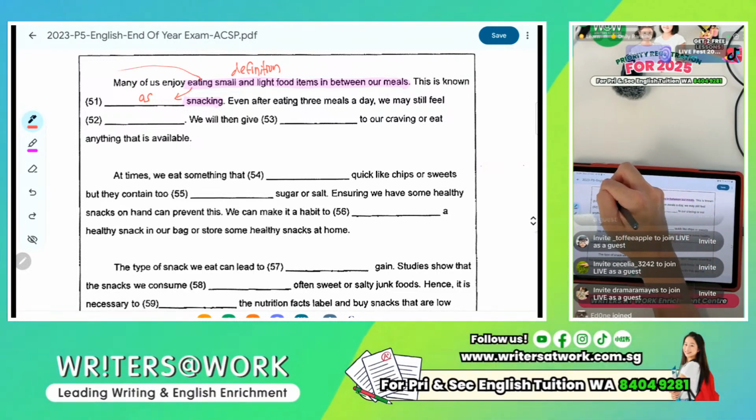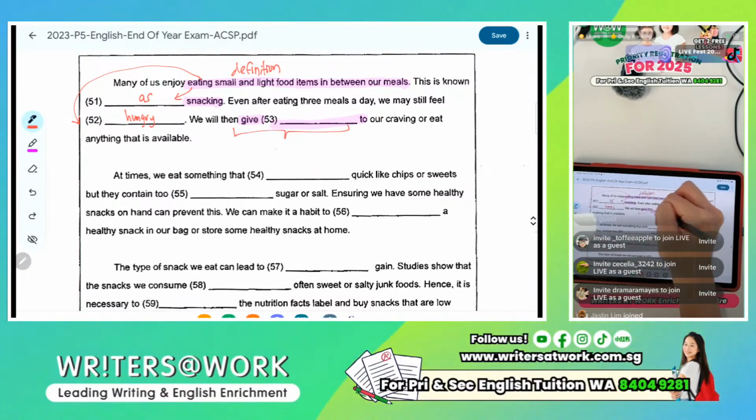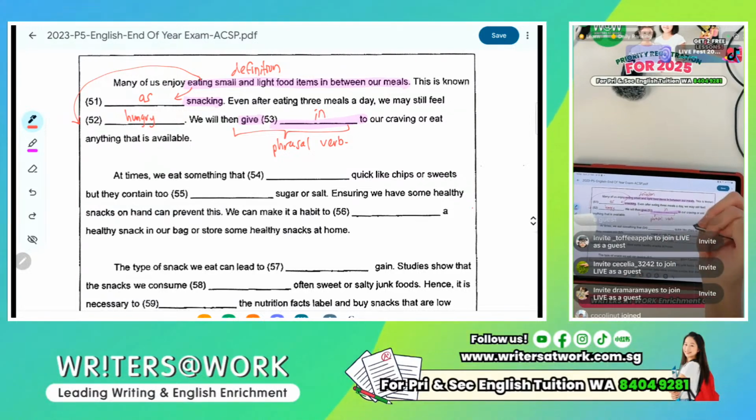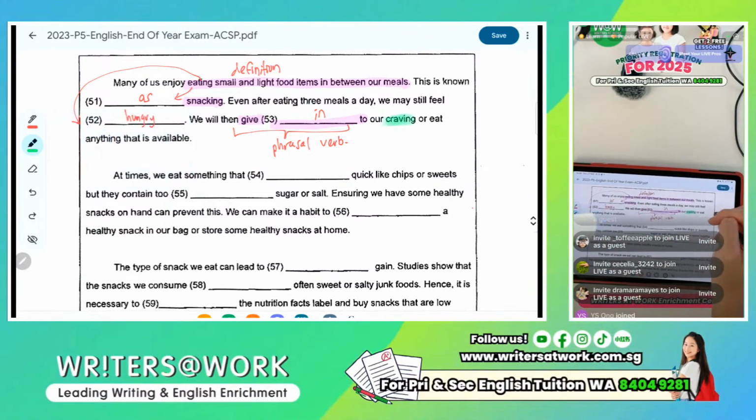So the reason why you eat is because you are hungry. So you need to derive this on your own. We will then give dash to our craving to eat anything that is available. So when you are hungry, you will give dash. This is a phrasal verb to show that you would let that desire to eat something take the better of you, which means that you give in to craving. Okay, take note that over here is craving, which is like a temptation. There is the body is desiring to do something that is enjoyable.